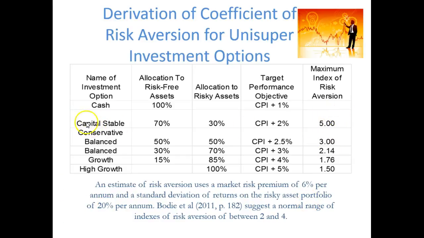We can back out that if an investor is investing in the capital stable fund, that implies they have a coefficient of risk aversion of 5. If the investor is investing in a higher growth fund, that appears to imply a coefficient of risk aversion of about 1.5. So we can use the actual decisions made by investors as a way of backing out and calculating their degree of risk aversion.